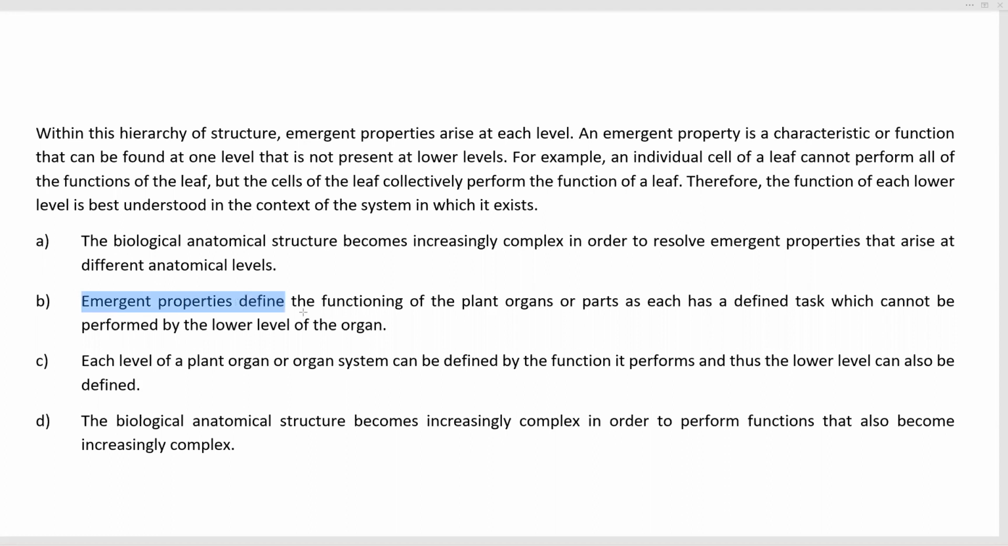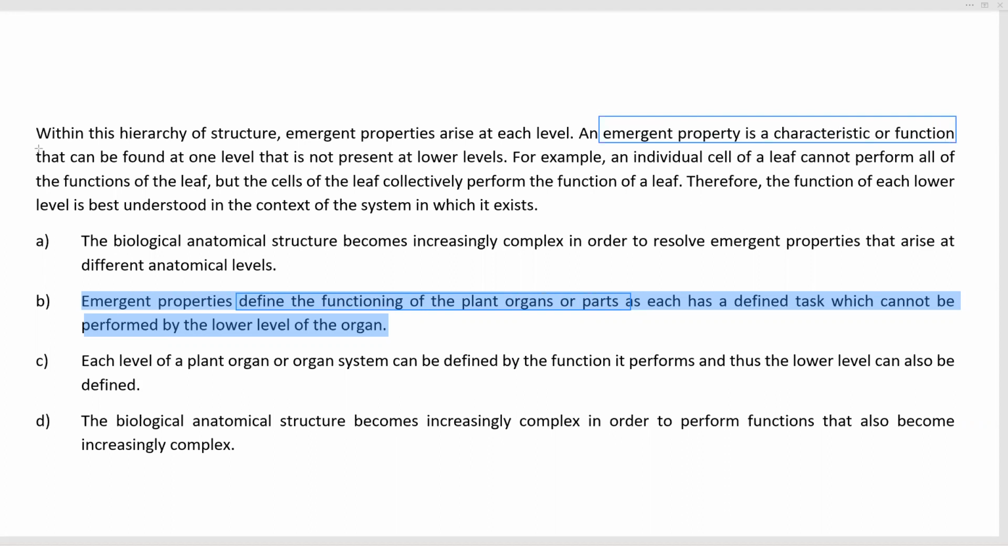Option B says emergent properties, this looks good, define the functioning of the plant organs or parts as each has a defined task which cannot be performed at the lower level of the organ. Now, this creates two problems. The first problem is that we have a distortion in emergent properties define the functioning of plant organs. No, an emergent property is a characteristic or function that can be found at one level that is not present at the lower level. Plant organs, that is not the definition. Emergent properties do not define the functioning of the plant organs.